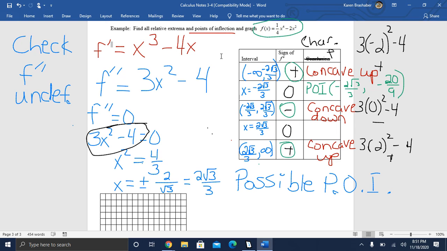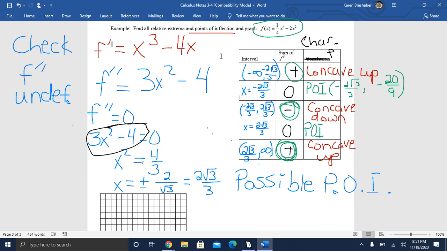You also have a sign change going from negative to positive. So you have another point of inflection. And remember, this is what you were being asked to find. I think now I'm going to get rid of this writing. Might make this a little bit clearer to you. And so the ordered pair, again, is positive 2 square root 3 over 3, and then negative 20 over 9.